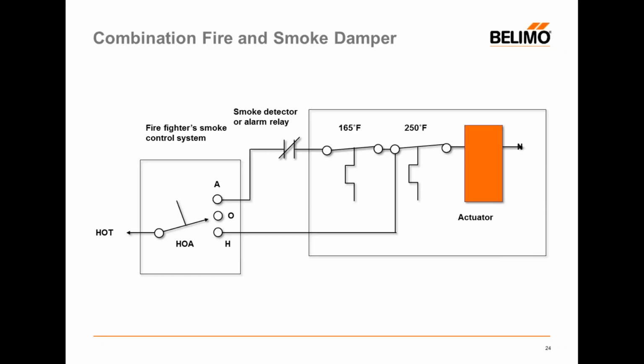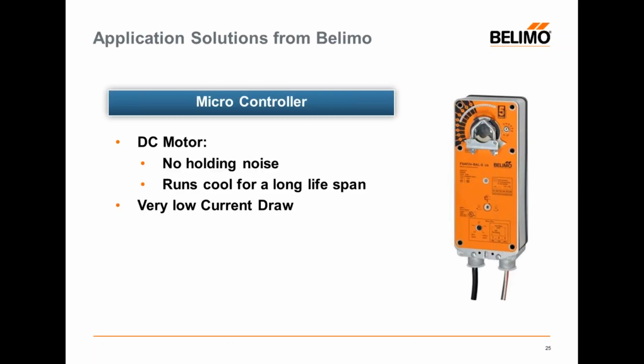If in fact we have 250 degree temperature present in the ductwork, we simply do not want that damper to be opened. That is a safety that's put in place to prevent any serious fires from spreading without our knowledge or without the HOA being in play.